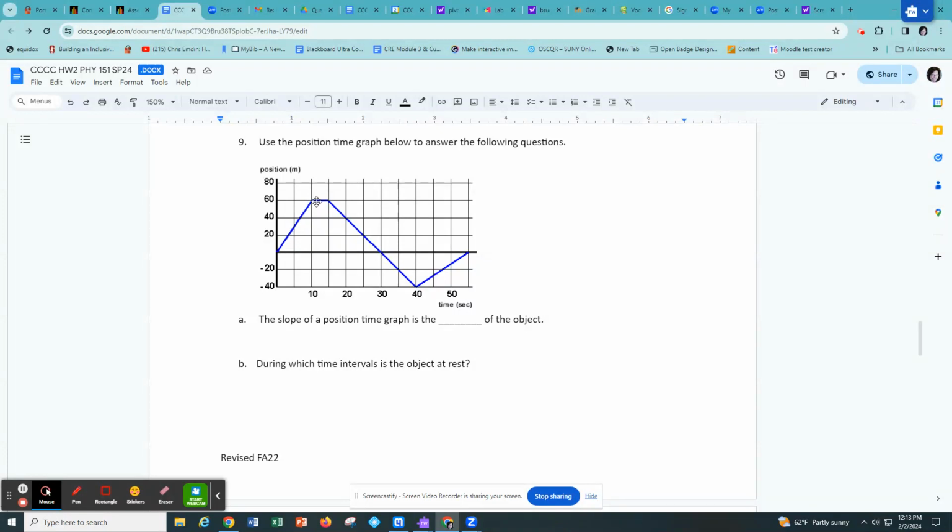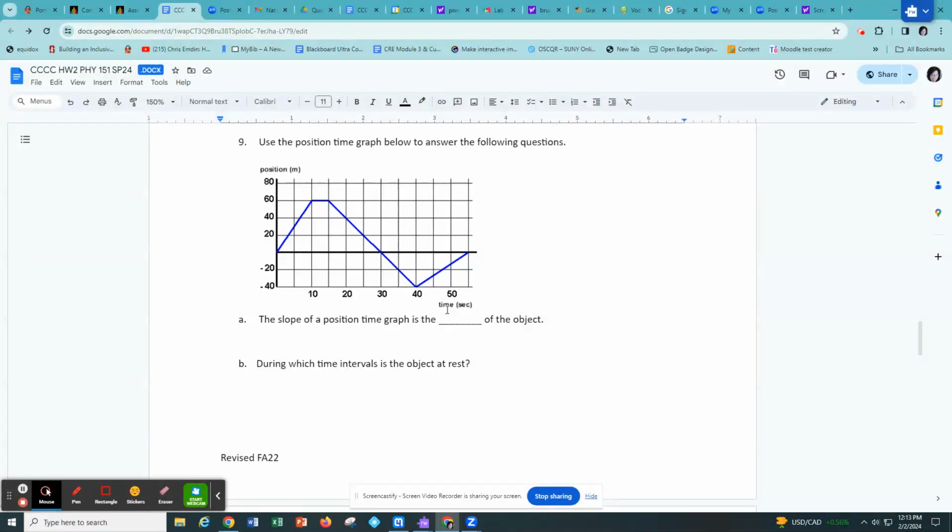So this is just telling you about the speed. The slope of this graph tells you about the speed. If you want to know anything about its change in position or the distance that it traveled, you would be reading that off of the y-axis.